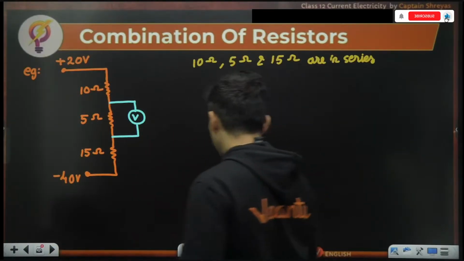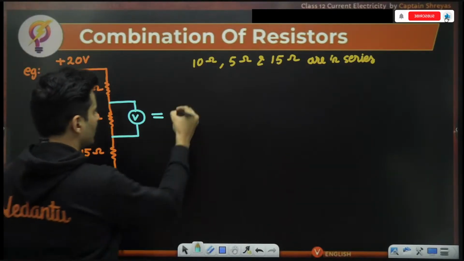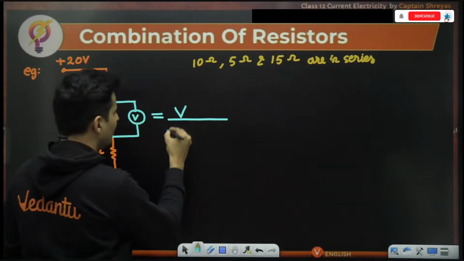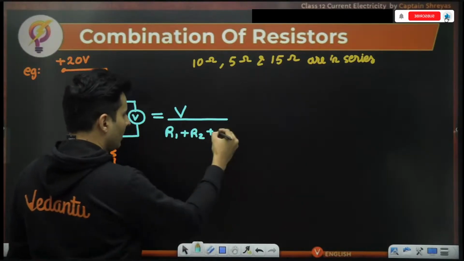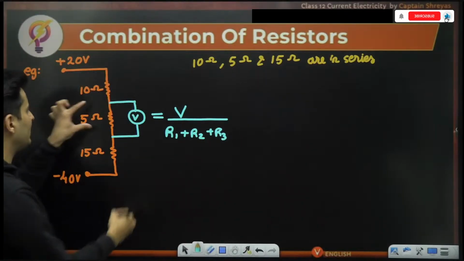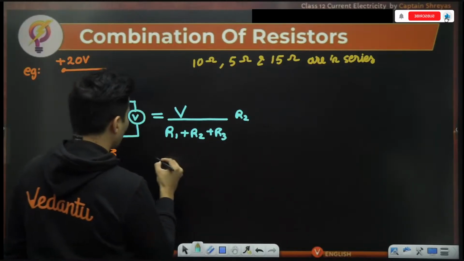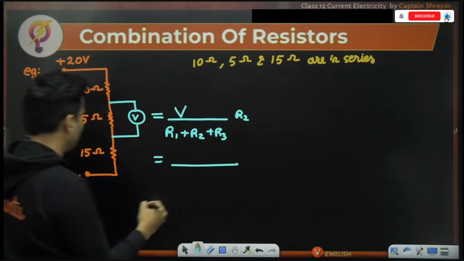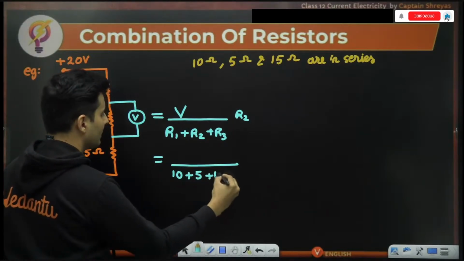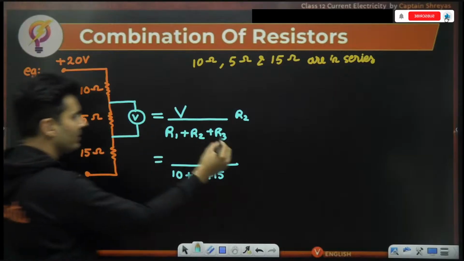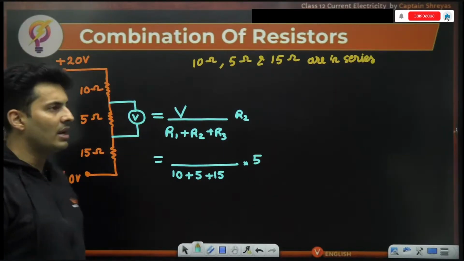So that particular reading will be, observe carefully, the total voltage divided by three resistors are there, R1 plus R2 plus R3. And in this specific case, I want to find the voltage across resistance number 2. Okay. So let's start putting the values of R1, R2, R3. So 10 plus 5 plus 15, and we want to measure it across 5 ohm. What do you think is this value of V?